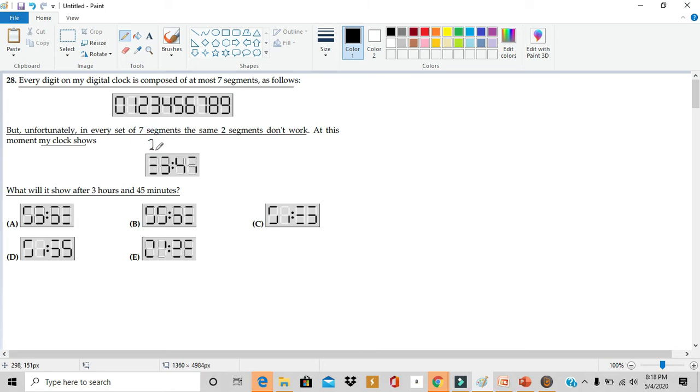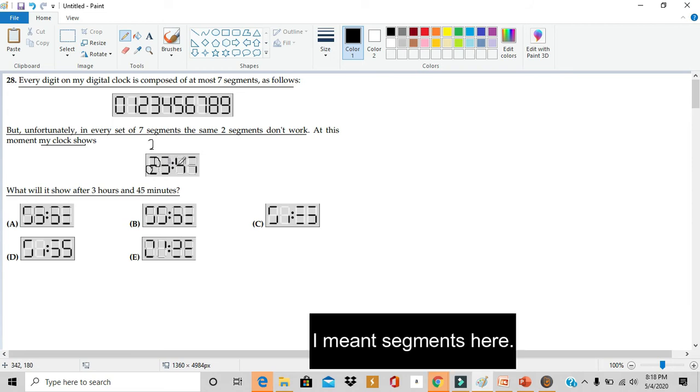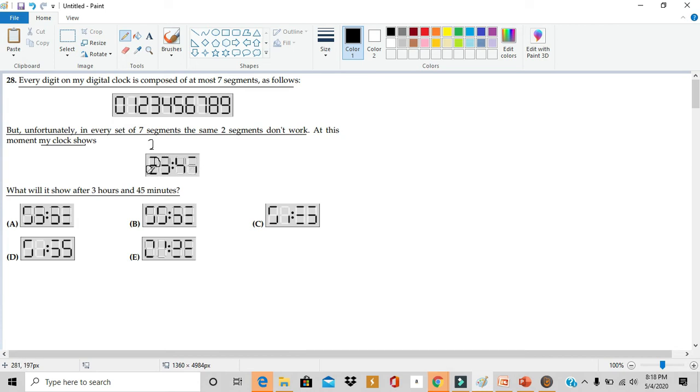Now, this first digit was supposed to be 2, but we see that this segment failed to show, and this segment failed to show. Meaning that these are the 2 faulty segments that will fail to show in every other digit. And we see that's the case. In this digit, we don't see these 2 segments. In this digit, we don't see them again. The 2 faulty segments, we found them.